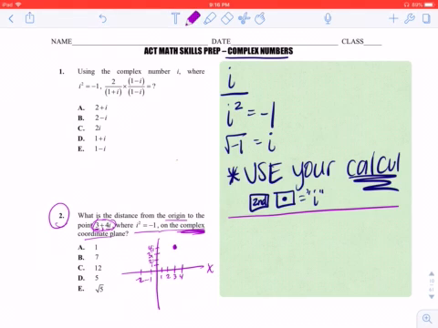Right? What they want to know is the distance from the origin. So that's this distance here. They want to know that. And the way that I can calculate that is pretty simple, actually. I'm going to turn this into a triangle problem.